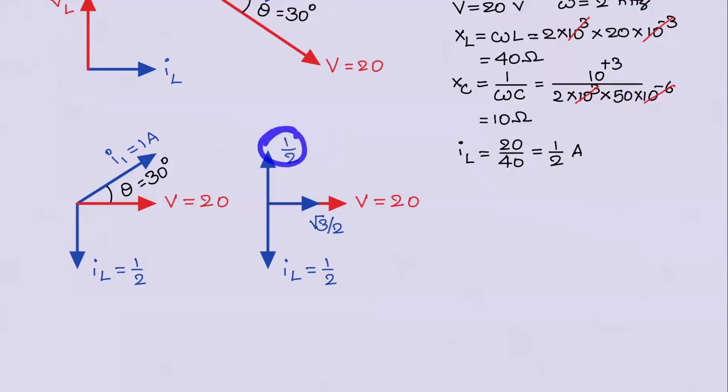Now you see this 1 by 2, this 1 by 2 gets cancelled, right? So these two get cancelled and voltage is this one. The total current I in the circuit is root 3 by 2 ampere. Total impedance is 20 by root 3 by 2, which is equal to 40 by root 3. That's it. Nothing else. 40 by root 3.